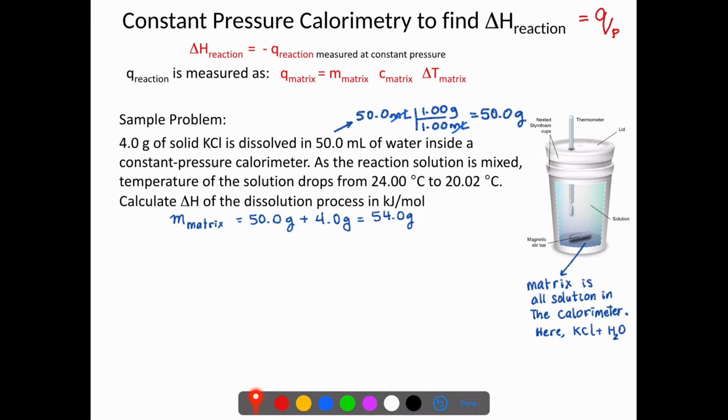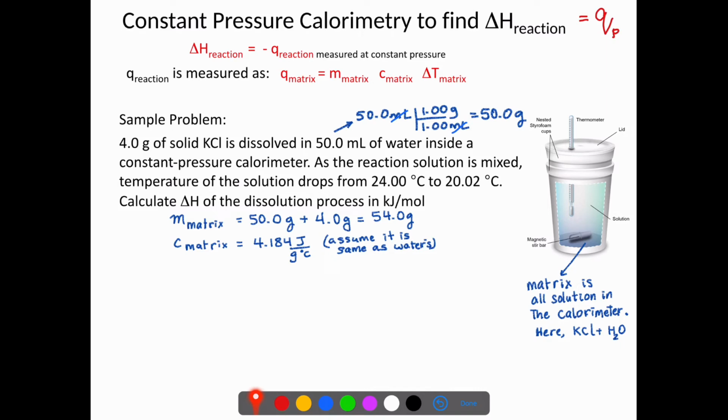Now, what will be the specific heat of the matrix? Well, most of it is water, so we can assume that it's the same as water. We are making an assumption here that the C matrix, the specific heat of the matrix, is the same as the specific heat of water.